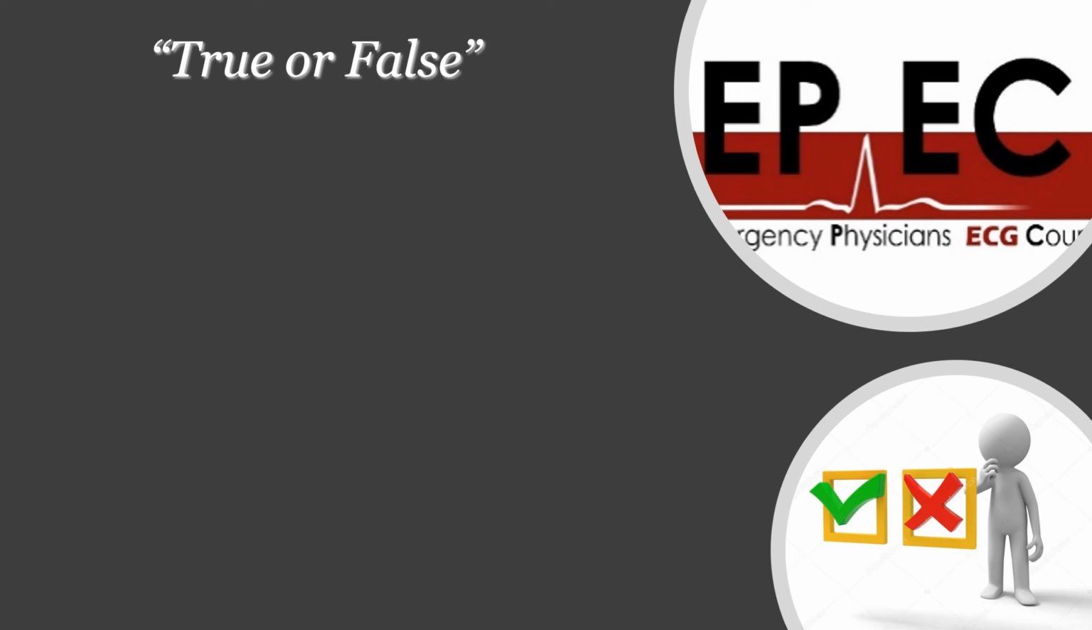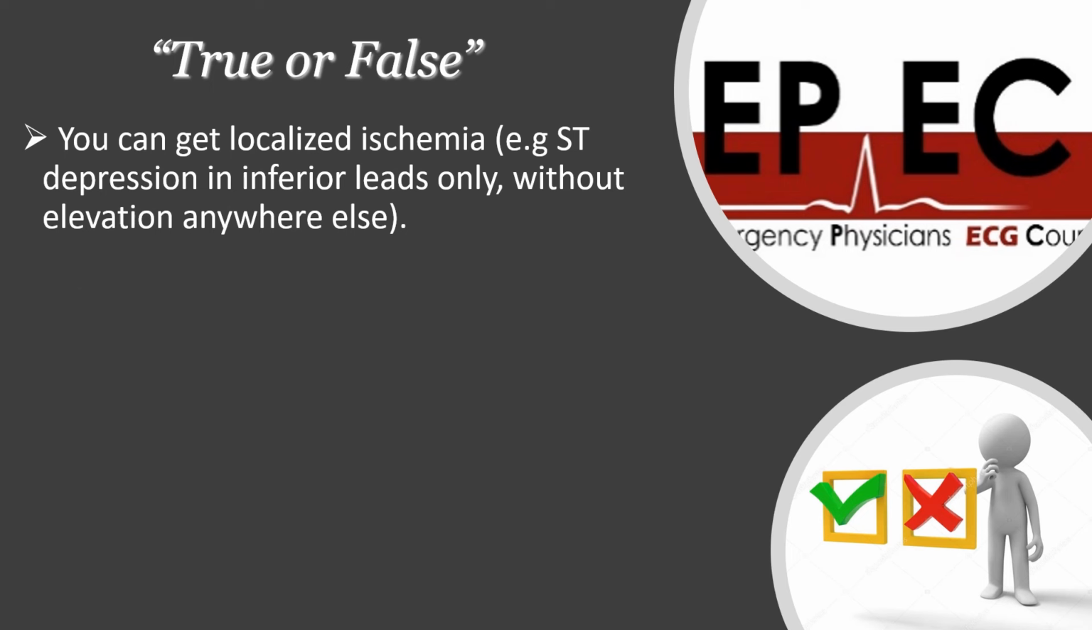So let's move on and talk about some STEMI or some ACS, let's say, myths or statements that are believed to be true for some reason. So you can get localized ischemia, like ST depression in inferior leads only, for example, without elevation anywhere else. So do you think that this is true or wrong? Can you get localized ischemia? Can ischemia localize? No. When you see localized ischemia, think about an ST elevation somewhere that you cannot see. So ischemia doesn't localize, basically.